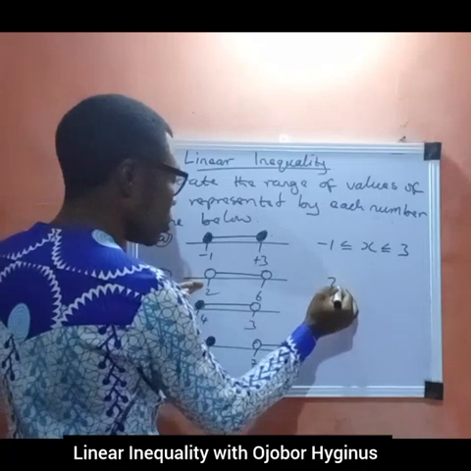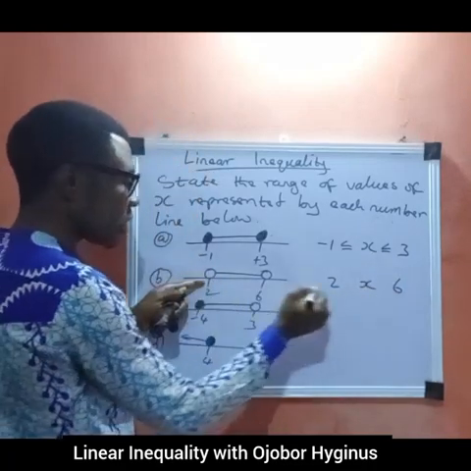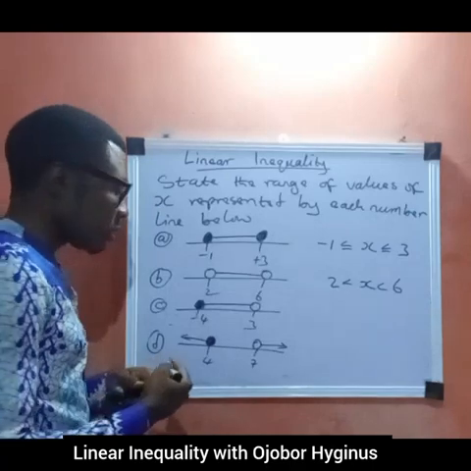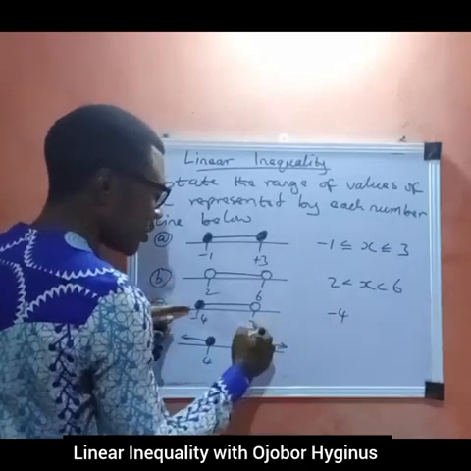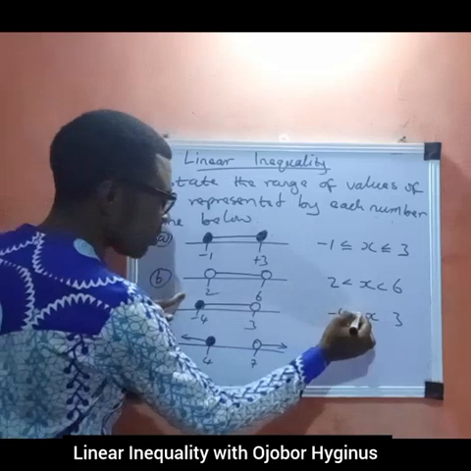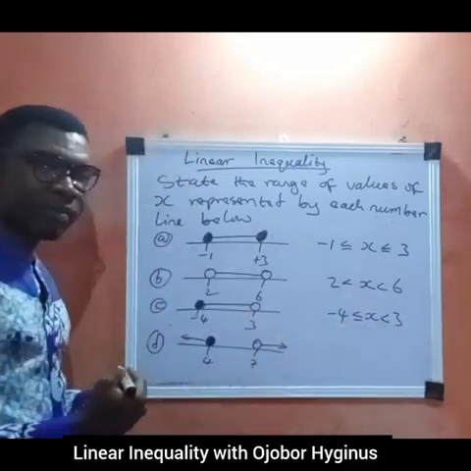Here we do the same. Here this is 2, this is 6, this is x. Because it is not shaded, we have less than. Okay, very simple. Here this is minus 4, this is 3, and then x. This one is shaded, so it will be less than or equal to. This one is not shaded, so it's just less than.